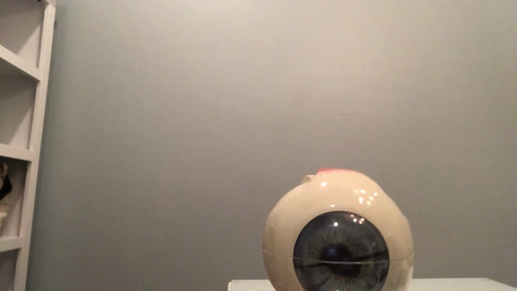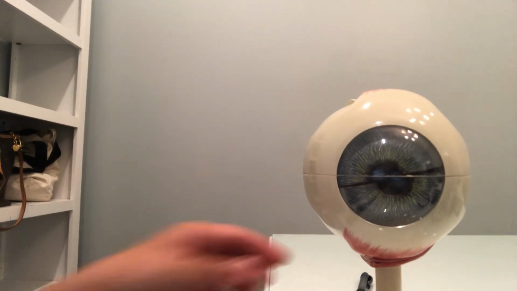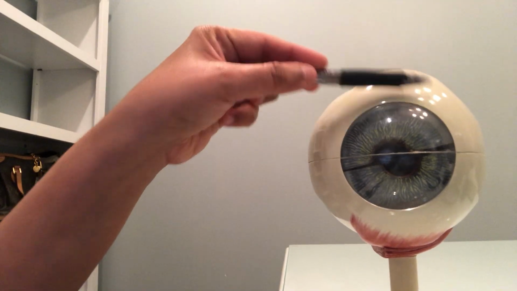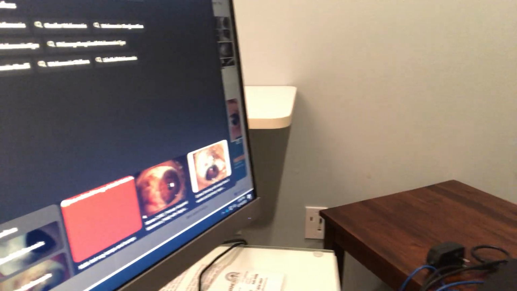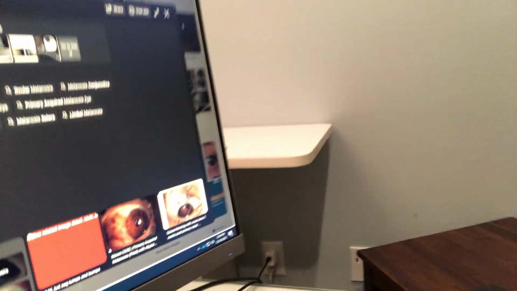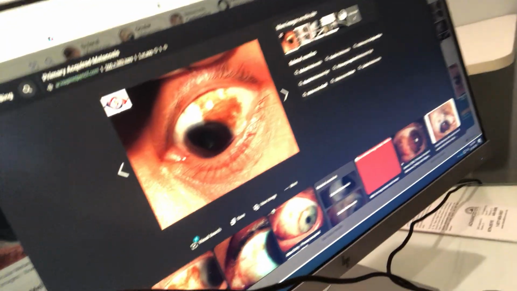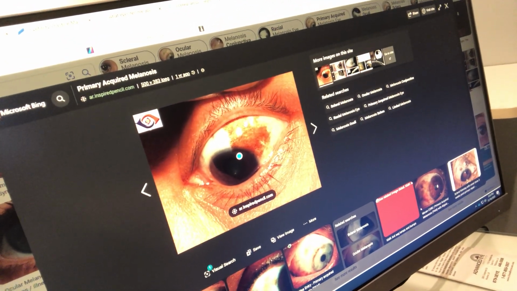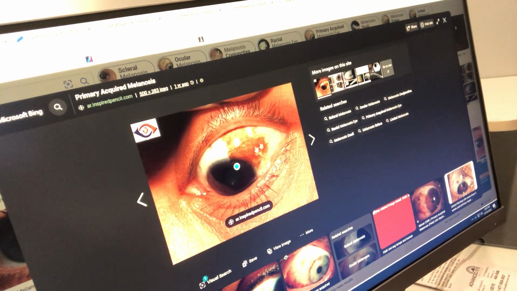So that I can show it to you on my eye model. So if you look at the conjunctiva, the conjunctiva is going to be the white part of the human eye. So if you look at my eye model, this part will be the conj, the white part, right? So then if you look at my photo here, this is the conjunctival melanosis. So this is the conjunctiva, the white part, and you see this brown area here.